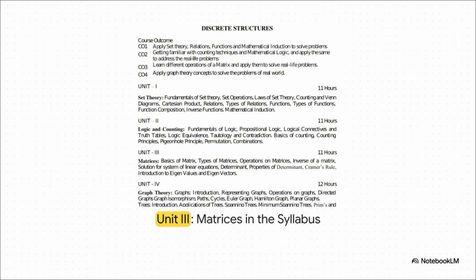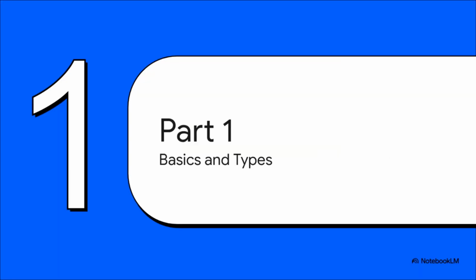We're moving sequentially, straight from the absolute basics all the way up through Cramer's rule and eigenvectors. Because in linear algebra, every single new tool leans right on the last one you learned. So, let's jump right into Part 1, Basics and Types. This is where we lay down our foundational building blocks.